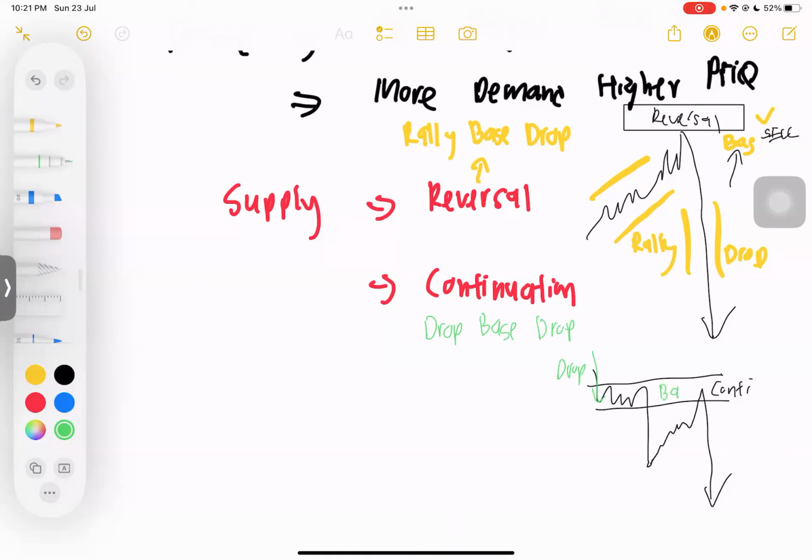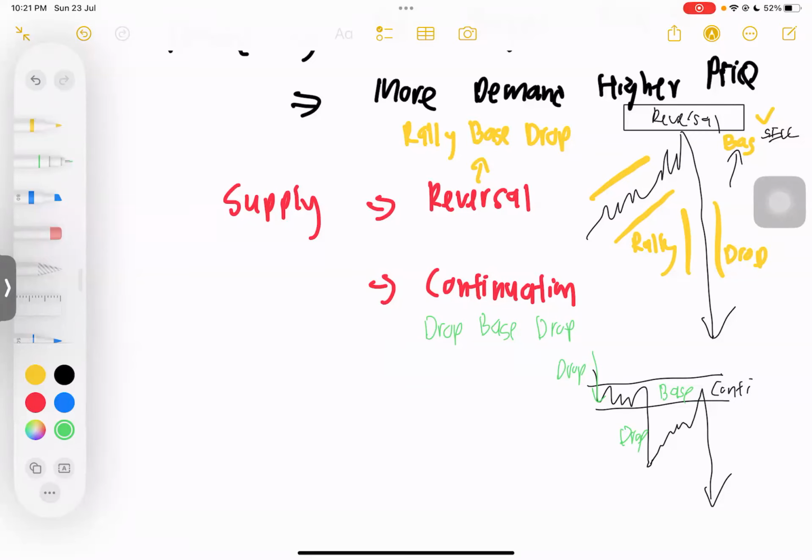Sideways area, we call it the base. Okay, and another drop. This one is not that strong. For me it's like 70% of supply only. But this one is better. For me, it's better to enter in a continuation compared to the reversal, right? Because we know the trend already.